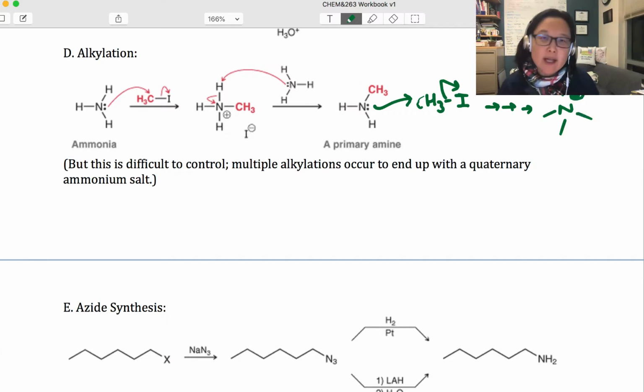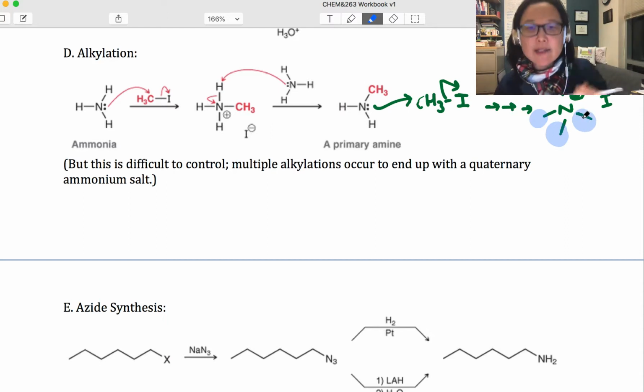And it turns into what we call a quaternary salt. So that means iodide could be the counter ion. But basically you've added on 4 alkyl groups here because that lone pair will just keep attacking the CH3 groups. So you end up with what we call a quaternary ammonium salt. That's a nitrogen with 4 groups, so quarter, or quaternary, means 4. So you have a counter ion, and that's why we call it a salt.